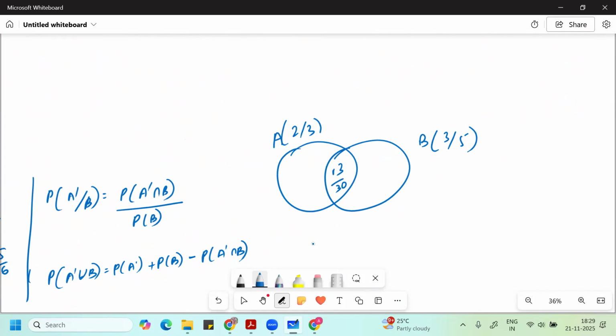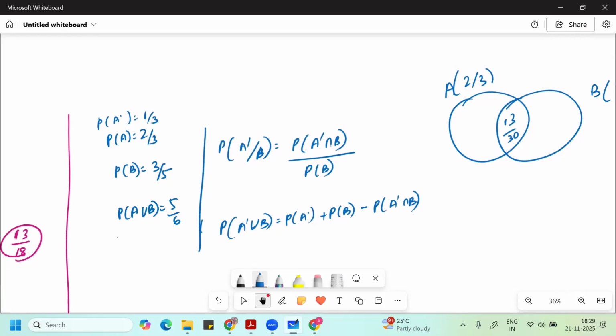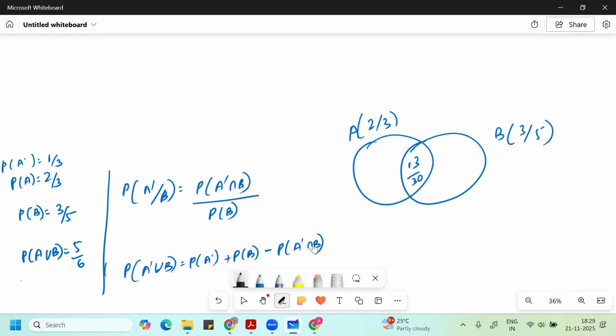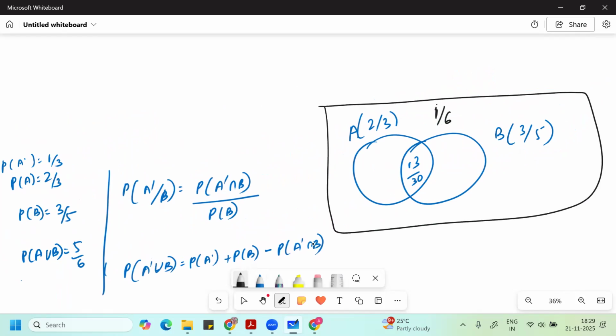So the A union B is what? A union B is 5 by 6 now. So which is the area which is not the part of A and B? That would be 1 by 6. The area which is not the part of A and B, that would be 1 by 6, correct? And so the total is equal to 1.